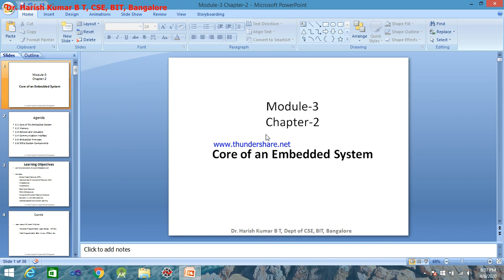With this we completed chapter 2 in module 3. In the next class, we are going to discuss the other chapter from module 3, which mainly focuses on the sensors and the actuators.